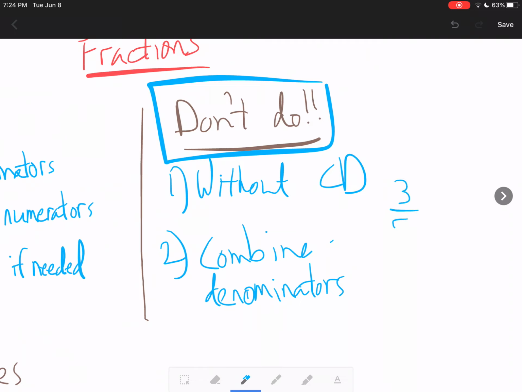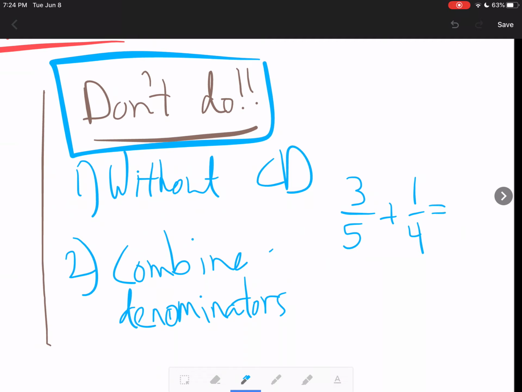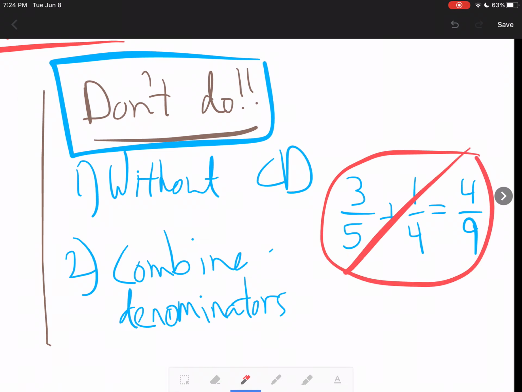If we were to say something like 3/5 plus, let's just say 1/4. People have been known to write stuff like this, 4/9. I cannot stress to you how wrong that is and how we do not want to do that. Now notice, these are not the same. So that's strike number one. Strike number two, we combine the numerators. That's cool if the denominators are the same, but this never happens. We never add the denominators to get to a different denominator. Our denominator should stay the same.